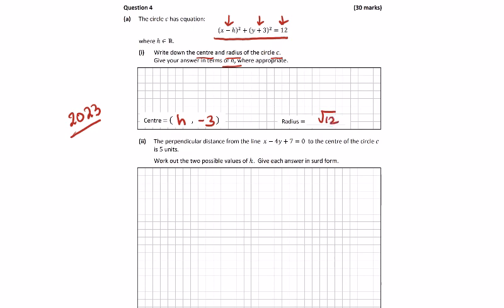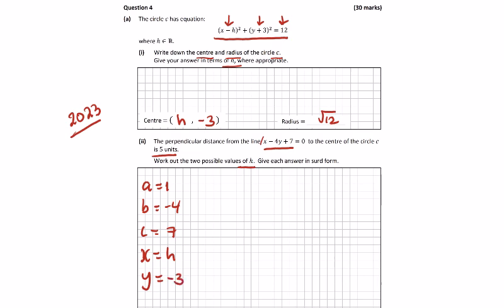The perpendicular distance from this line to the center is 5 units. So work out two possible values of h. So for your perpendicular distance, a is equal to 1, b is equal to -4, and c is equal to 7. And we have a point, so this is the line, and the point we have is the center, x is equal to h, and y is equal to -3.